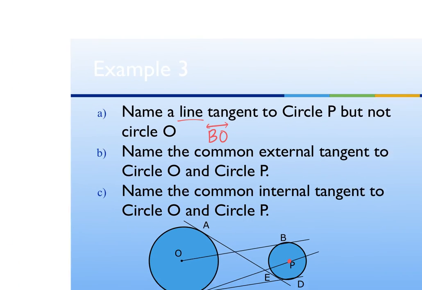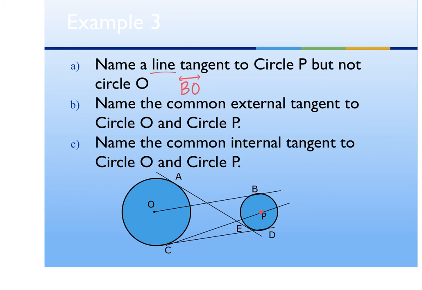Okay? So a line tangent to circle P, but not tangent to circle O. Do you guys see how OB is tangent to circle P? It hits one point of tangency. If everything was ideally right, it goes through the center of circle O. So it's not tangent to circle O, okay? Now, name the common external tangent to circle O and circle P. Emma? Line CD. Excellent. And it needs to be a line, okay?